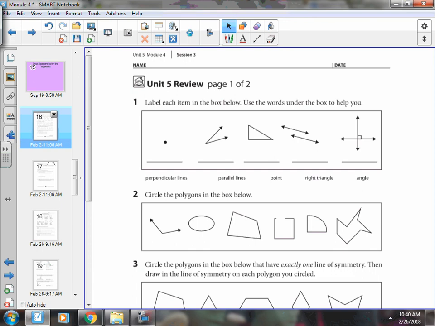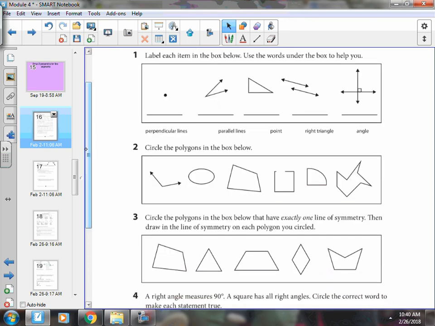Number 1, label each item in the box below. That first one is a point. A point is a distinct point in space, right? One particular point. I'm imagining points put on a coordinate grid, right? If you can imagine Rene Descartes and that fly buzzing on the ceiling, right? A point is a distinct and specific position.